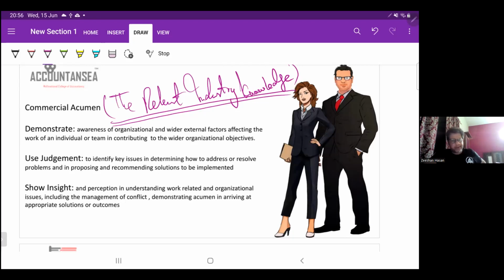You have to use judgments regarding the key issues to determine how to address or resolve the problems and recommend the solutions to be implemented for them, right? And then you have to show insights about the perception and understanding of work related issues, including management conflicts and solutions for customers, right?